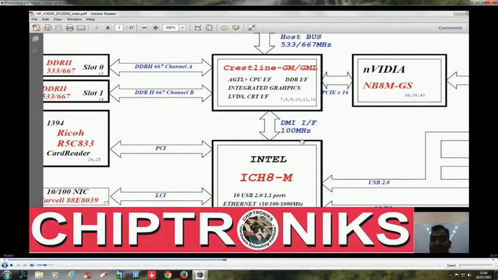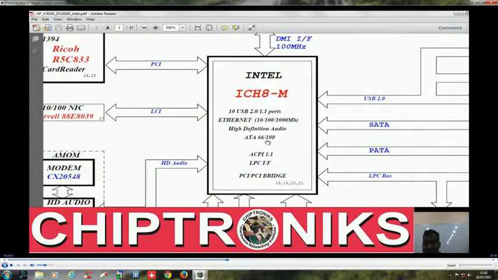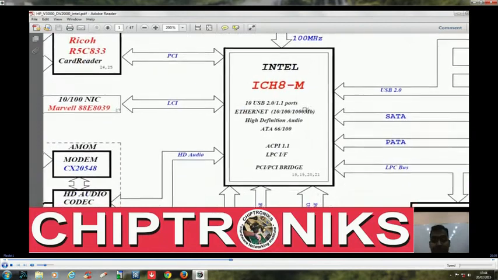This is DMI. DMI stands for direct media interface. This is a dedicated connection between GMCH and ICH. ICH stands for input output controller hub, and in this block you are seeing ICH8. There are various series of ICH: ICH1, ICH2, ICH3, ICH4, ICH5, ICH6, ICH7, ICH8 till ICH10, and after that we have PCH. PCH is peripheral controller hub.